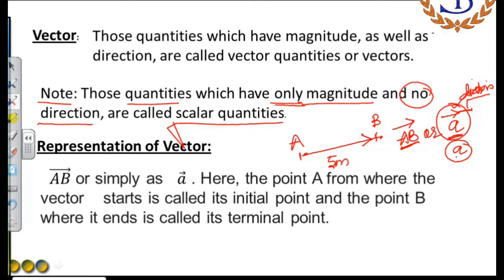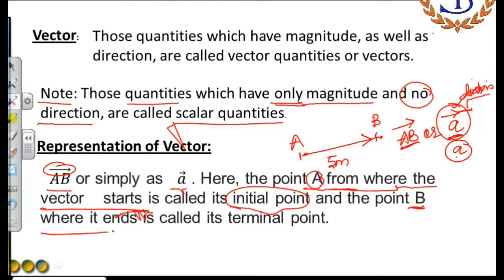Next, see here, vector AB, or simply a vector, with this sign of arrow. Here the point A, from where the vector starts, is called the initial point, and the point B where it ends is called the terminal point.